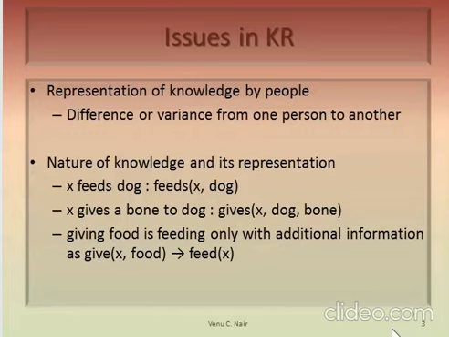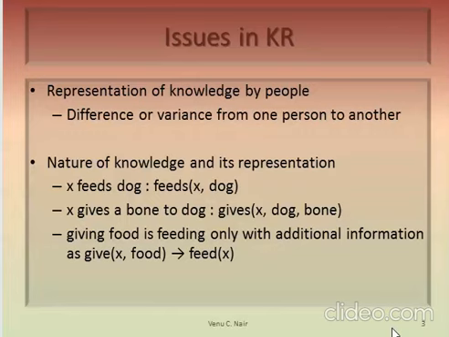has differences or variance from one person to another. A knowledge represented by a person will be different from the same knowledge being represented by another person. We have to take into consideration all these things while using machines, because it has to replace the human brains or human intelligence. So this is an issue while representing knowledge. The nature of knowledge and its representation.